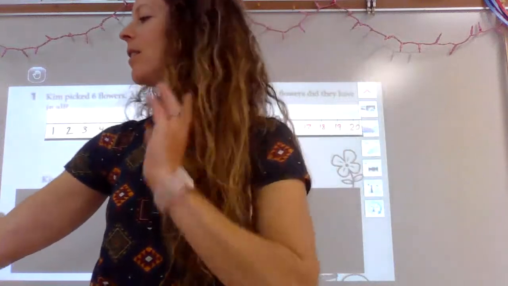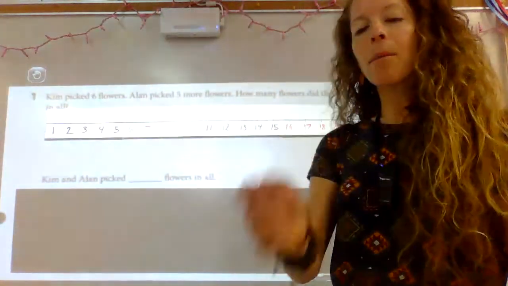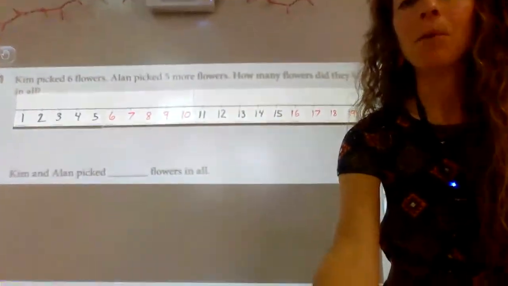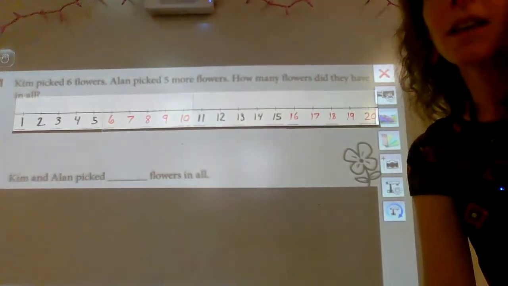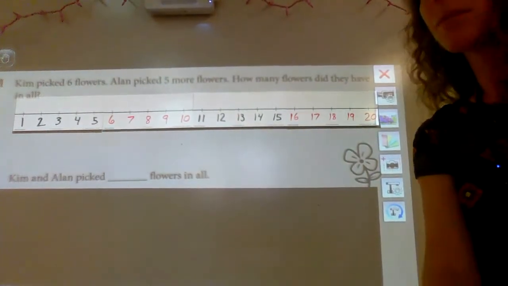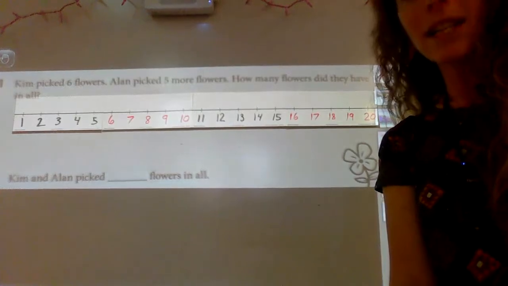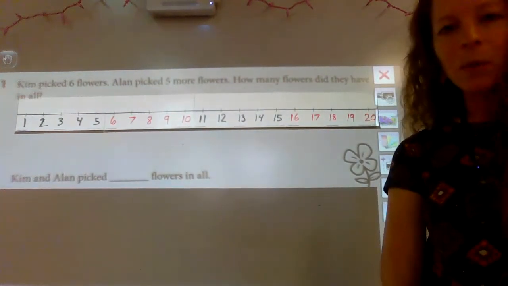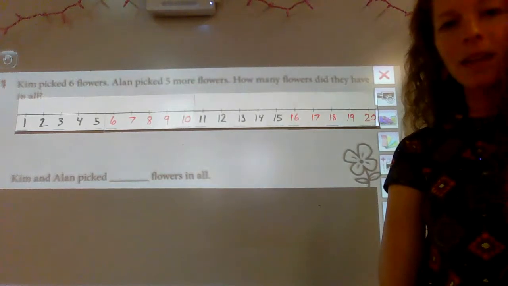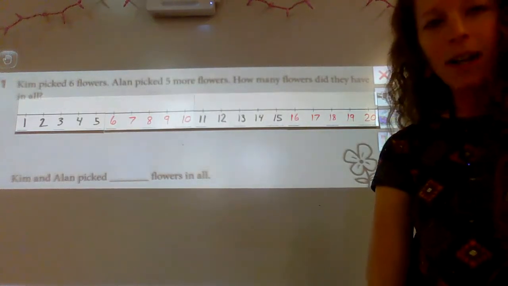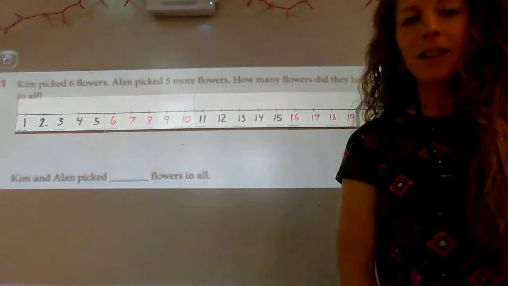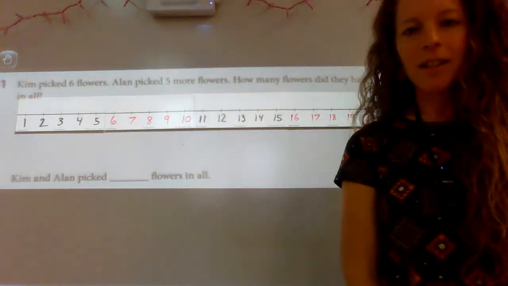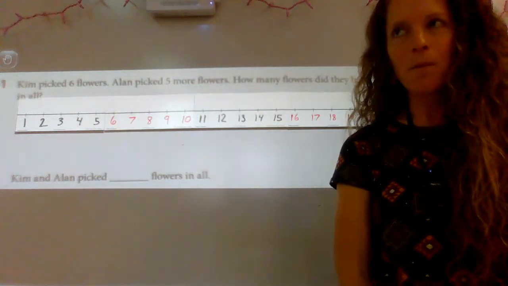All right. I have my number line up on the board. I step away, and there is a story problem. Today's all about modeling and solving story problems. I'm going to read the story problem, and then I'd like you to pause the video and use some strategies to help you solve them at home.